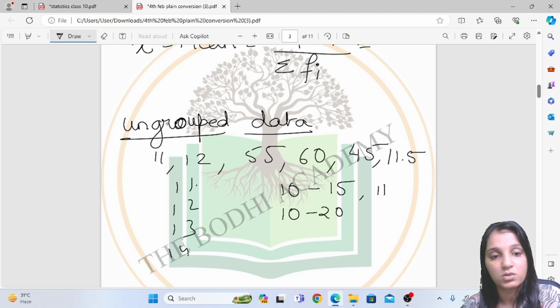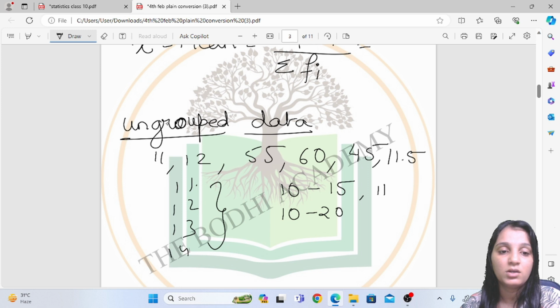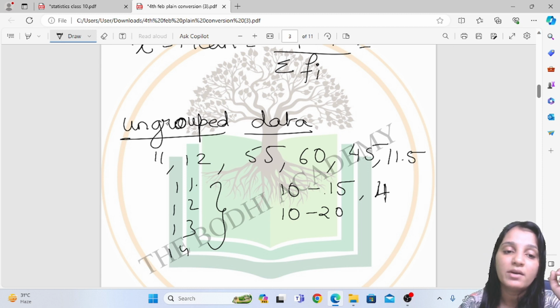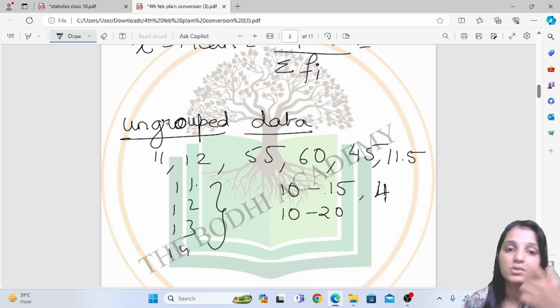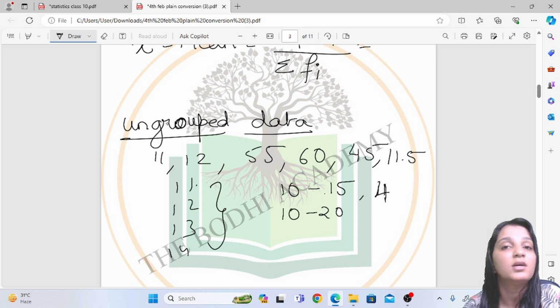So suppose this is the pattern. 1, 2, 3, 4 students got 10 to 15. So I'll just directly write here 4. So no need to write 1, 1, 1, 1, 2, 2, 2 and all. So yeah, this grouped data helps us in calculating better.